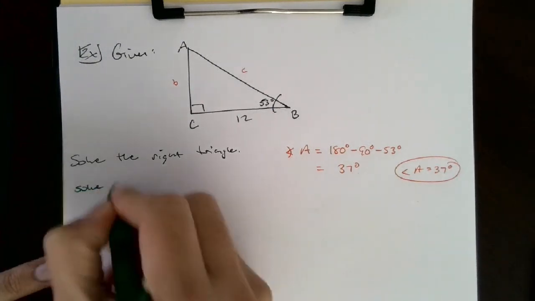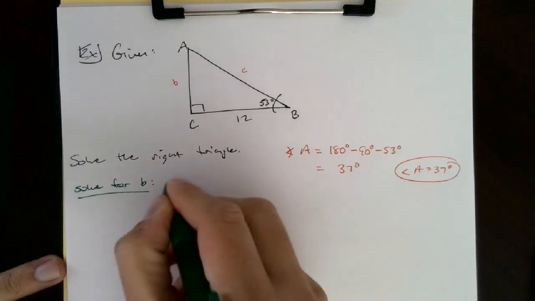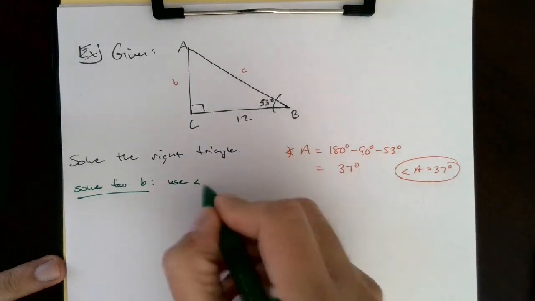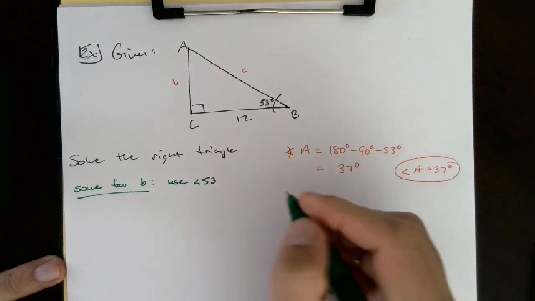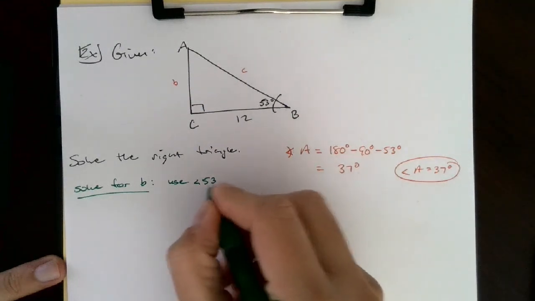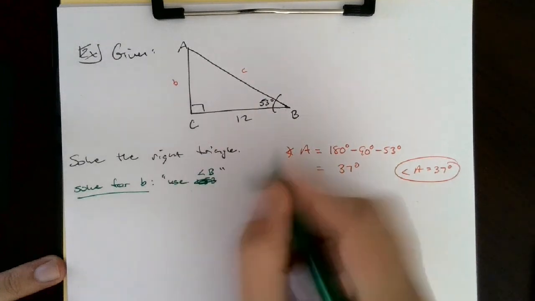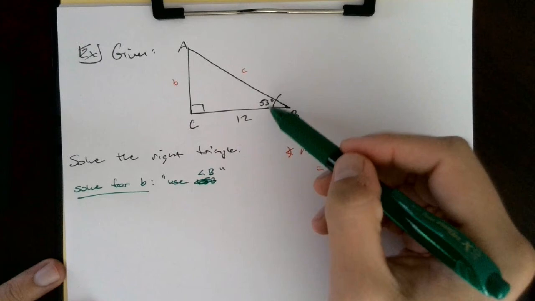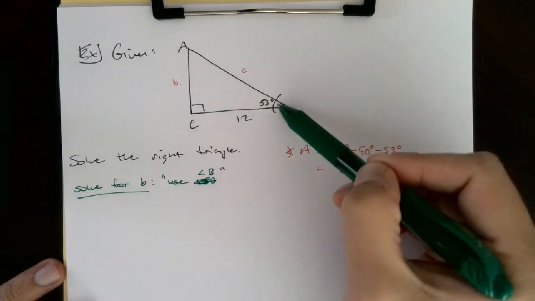solve for them individually. So if I said solve for, let's say, lowercase b, I'm going to choose which angle to use. I could use either of the angles, but the one they gave me is probably the easiest because in case I made a mistake here, I don't have to worry about it showing up again. So I'm going to use angle B here, which we know is 53 degrees.